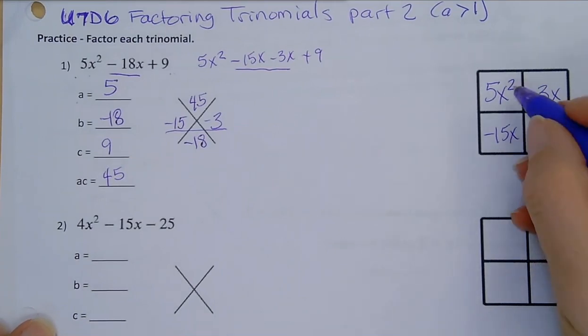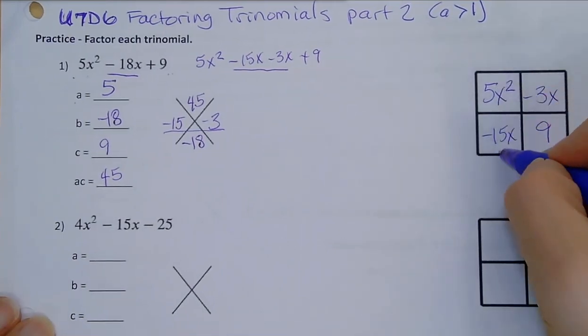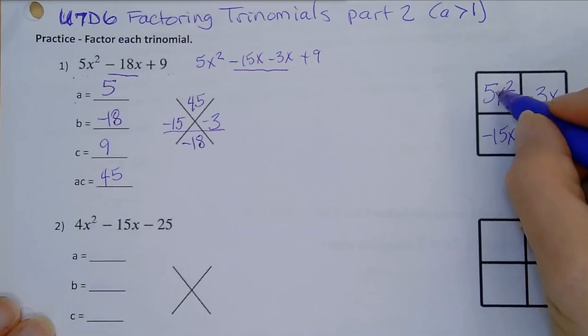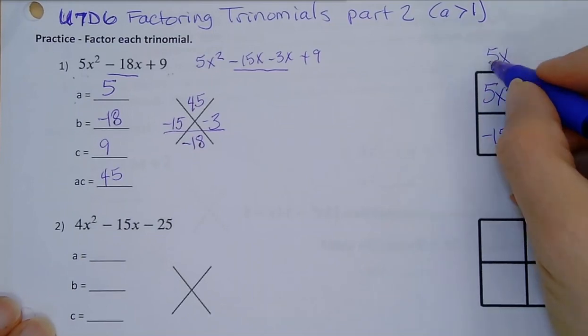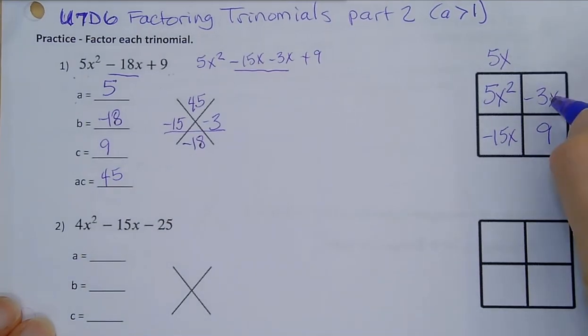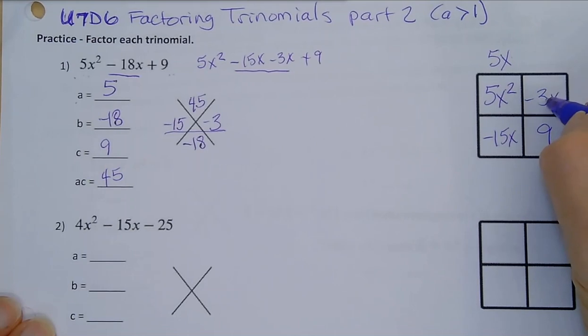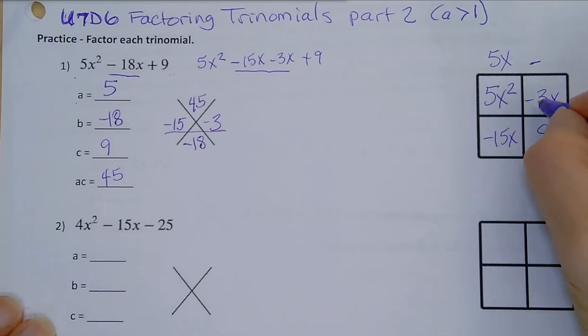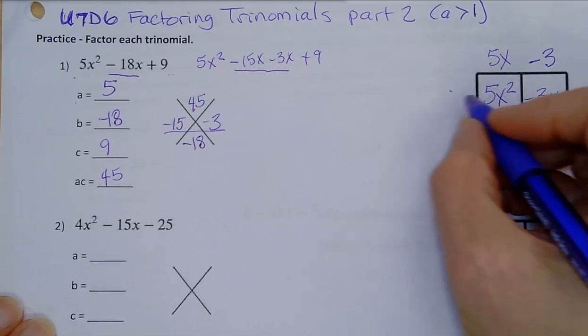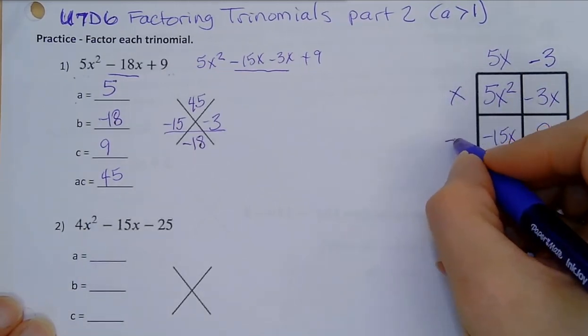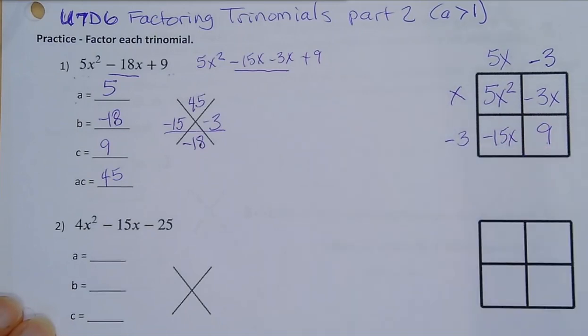Using the box method, I'm going to now pull out common factors. Looking down at these two terms, I have 5x squared and negative 15x. I'm going to pull out 5x, a positive number, because the box that I'm touching is positive. Here I have negative 3x and 9. Because I'm touching this negative 3, I have to pull out a negative. So I'm going to take out negative 3 from each of those. Left to right, I can pull out just x, and left to right here, I can take out negative 3. Again, it's negative because the box that I'm touching has a negative number in it.